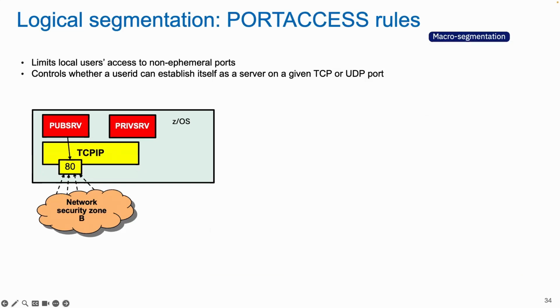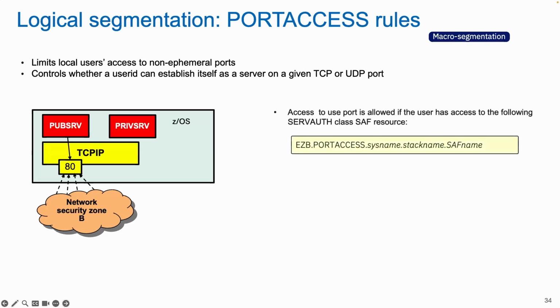Port access rules determine which user ID can establish itself as a user on a given port. Basically, the user ID that is associated with an application at the time of the bind request needs to have access to the SAF resource.